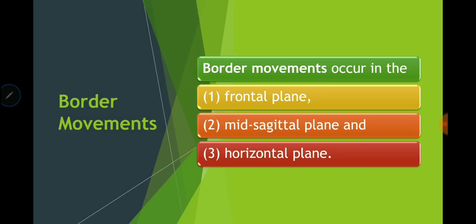Now, border movements. We touched on the Bennett movement in part one, and here we're going to talk about border movements and Posselt's envelope of movement. Keep an open mind, and make sure you memorize the principles. Border movements occur in the frontal plane, mid-sagittal plane, and horizontal plane. So they occur in three planes: frontal, mid-sagittal, and horizontal.